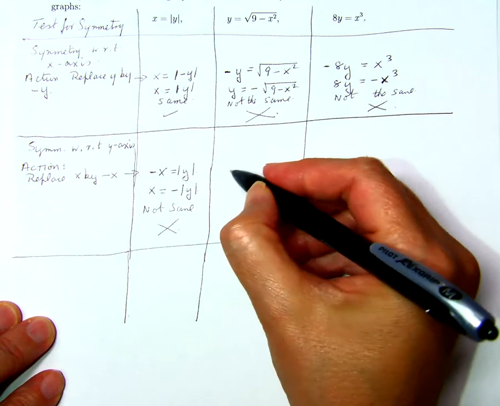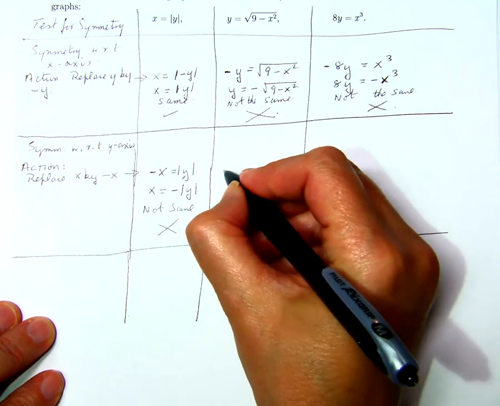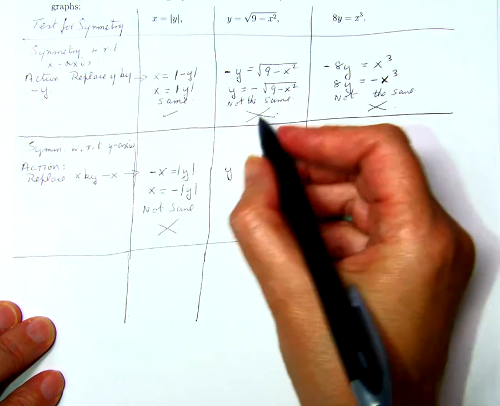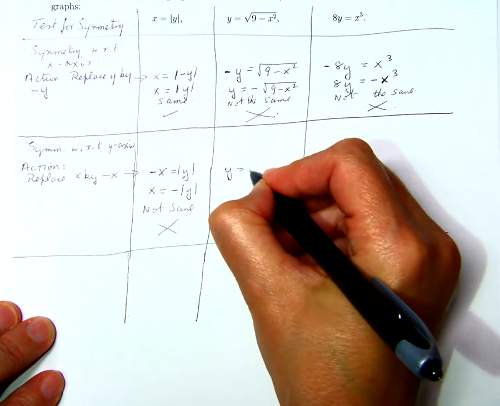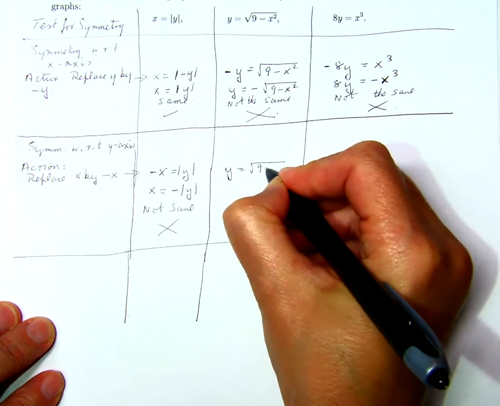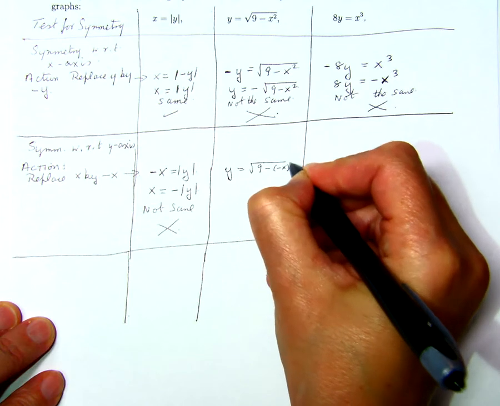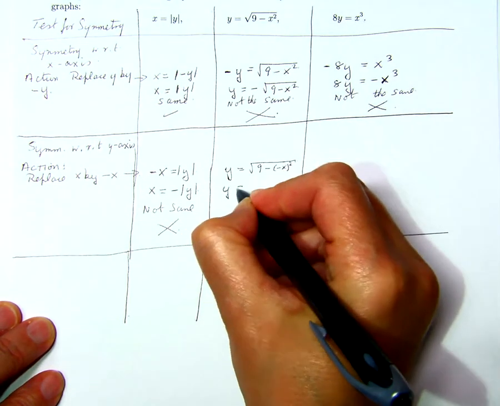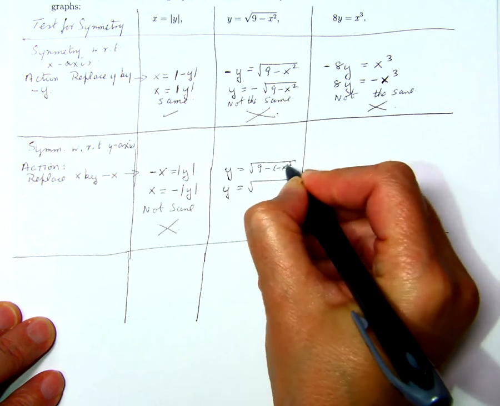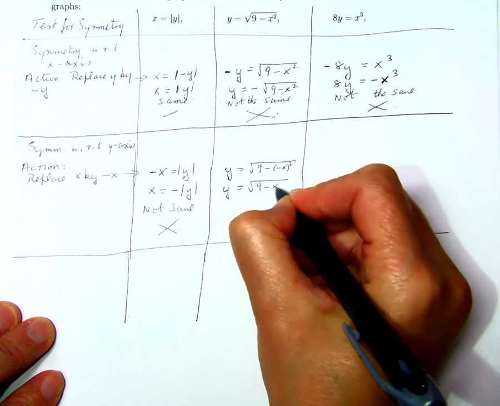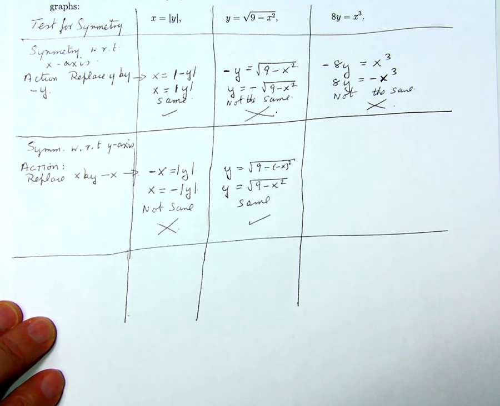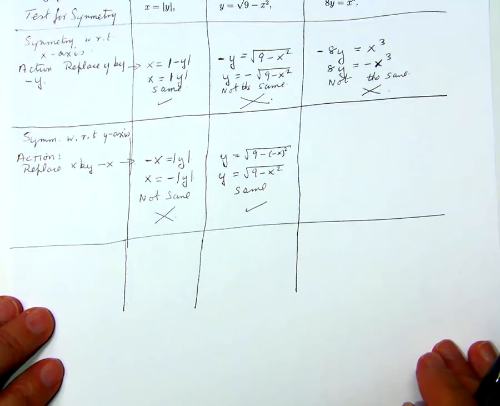Let me replace x by negative x in this equation, y equals the square root of 9 minus x squared. I get y equals the square root of 9 minus negative x squared. And this is actually exactly the same equation, because negative x squared is the same as x squared, so that's the same. So I can conclude symmetry with respect to the y-axis here.